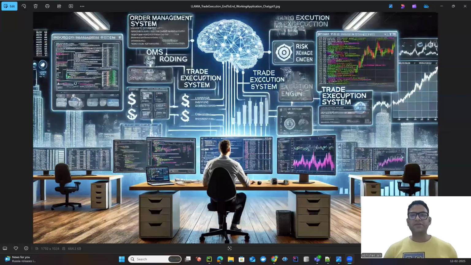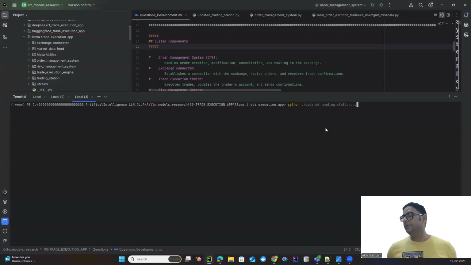Hello everyone, my name is Abhishek Jain, and in today's video I'm just going to explain how I am able to run an end-to-end trade execution application without writing a single line of code by myself. I just took help from the Llama large language model AI tool built by Meta. So let's get into the demo part and see how that end-to-end application works.